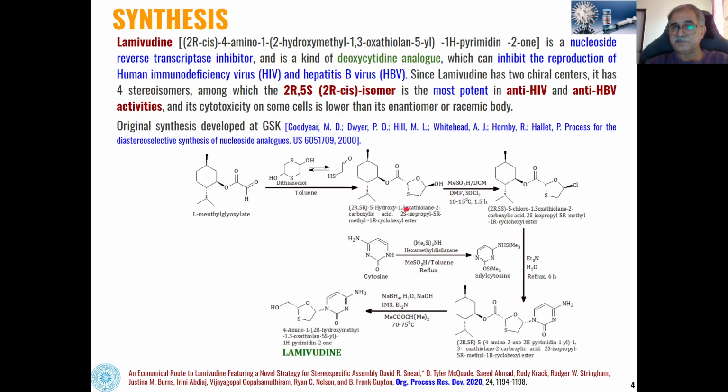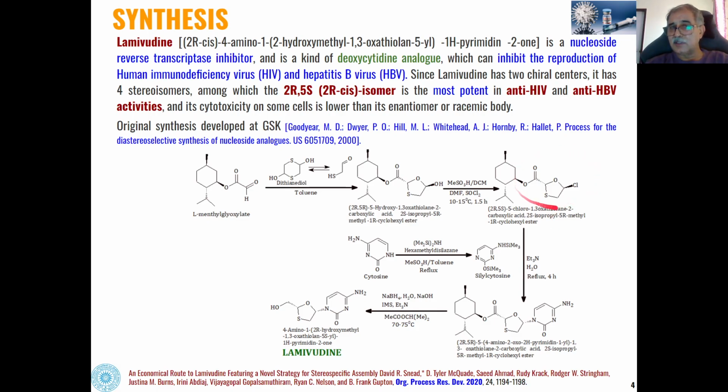So these optically active 1,3-oxathiolane esters react with methane sulfonic acid in dichloromethane and DMF in the presence of thionyl chloride. We know that in nucleophilic substitution reactions, alcohols are converted into the corresponding alkyl halides when they are reacted with thionyl chloride. So the corresponding chloride of the 1,3-oxathiolane 2-carboxylic acid ester will be formed.